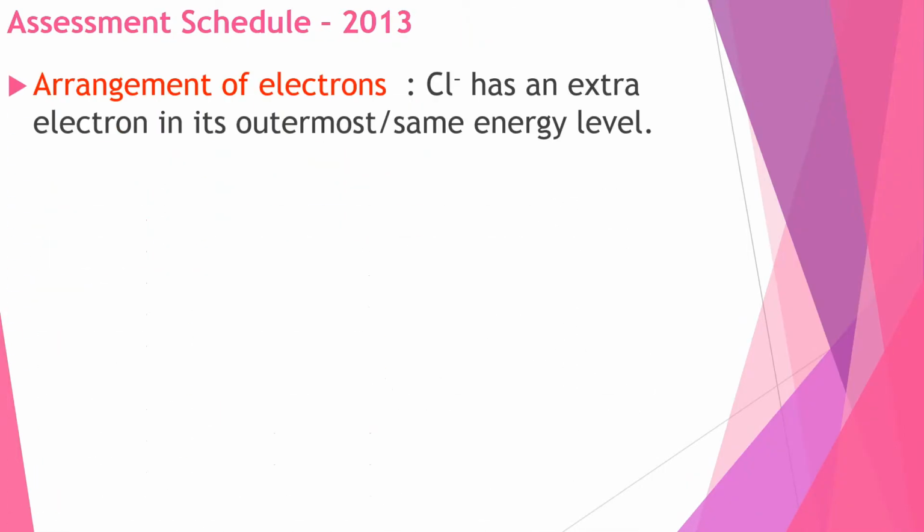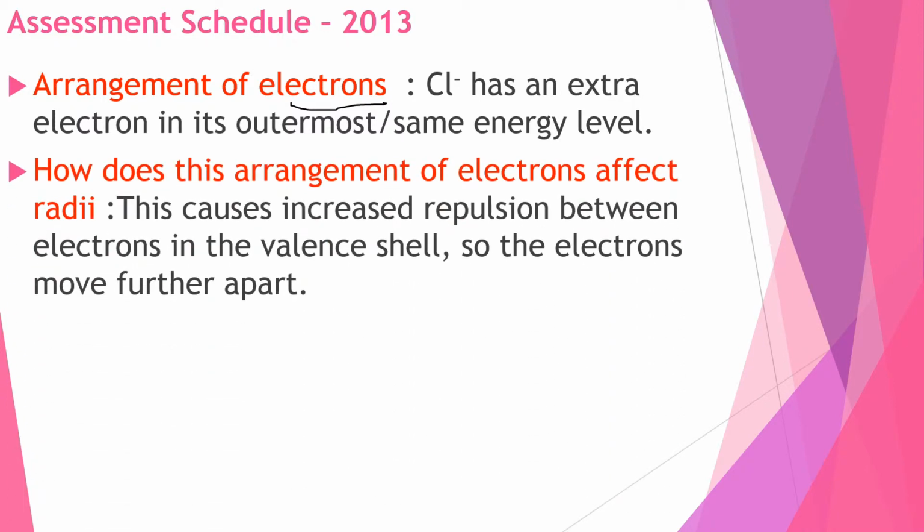So I would again go with the three main ideas, just like for the other question, which is discuss the arrangement of electrons. I've said here that chlorine has an extra electron in its outermost shell. Okay, that's because it had to gain an electron to completely fill the outer shell. How does that arrangement of electrons affect radii? This causes increased repulsion. So there's your first keyword. Between the electrons in the valence shell. Because you're adding that extra electron into the same valence shell, it increases repulsion.